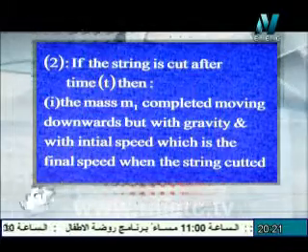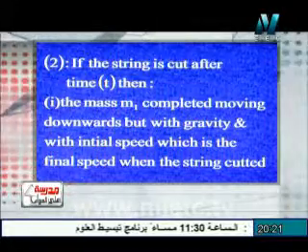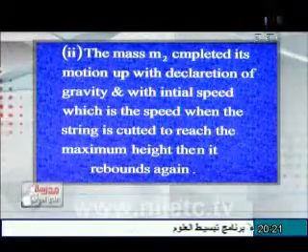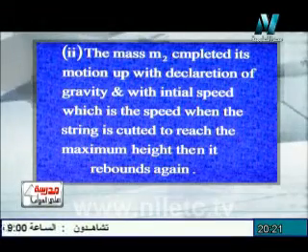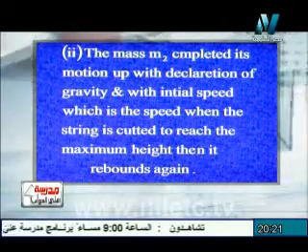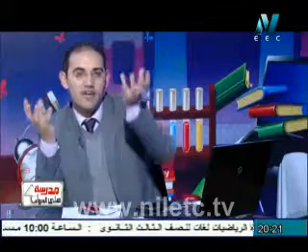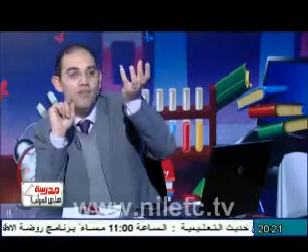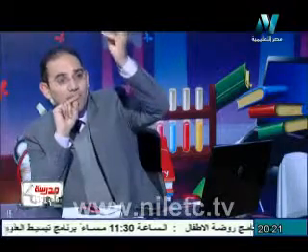What about M2? This is the more important one. The mass M2 completed its motion upward with the deceleration of gravity, starting from the initial speed, which is the speed when the string is cut, to reach the maximum height, then it rebounds again. This means mass number 2 was moving upward. Does the string being cut mean it will fall down? No, it will still move upward by deceleration until it instantaneously stops and rebounds again.